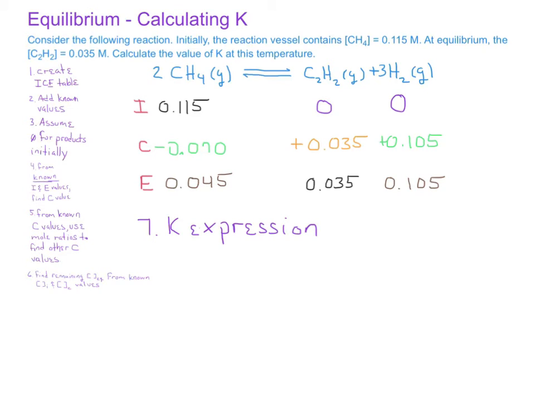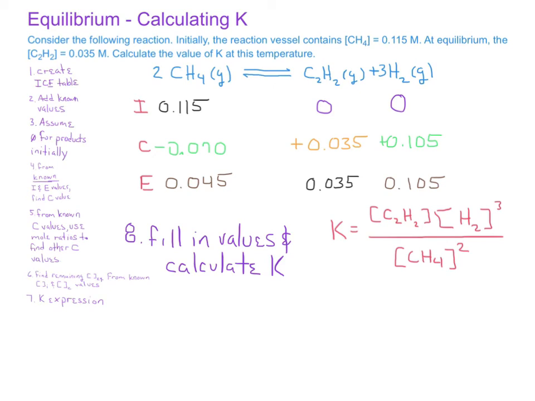Now that we've tabulated all of our equilibrium concentrations, we can now write the equilibrium constant expression based on the stoichiometry or the coefficients in the balanced equation. In this case, again, we put the products on top, so we have the concentration of C2H2 to the first power multiplied by the concentration of H2 cubed, since we have a coefficient of 3 in front of the H2. That will be divided by the concentration of methane, CH4, which will be squared because we have a coefficient of 2 in front of the methane.